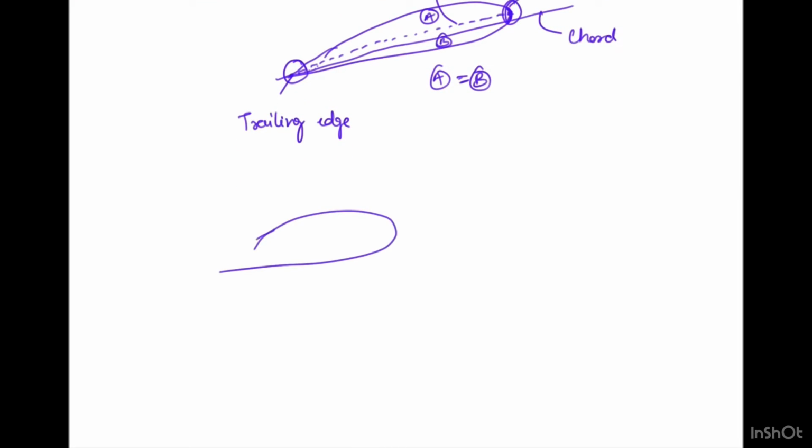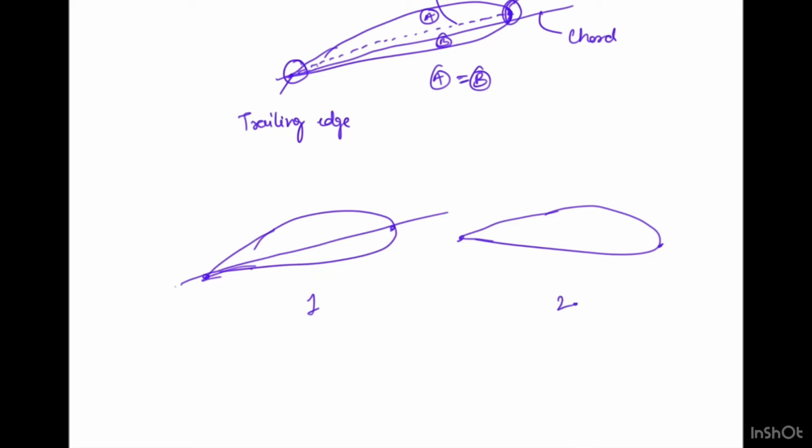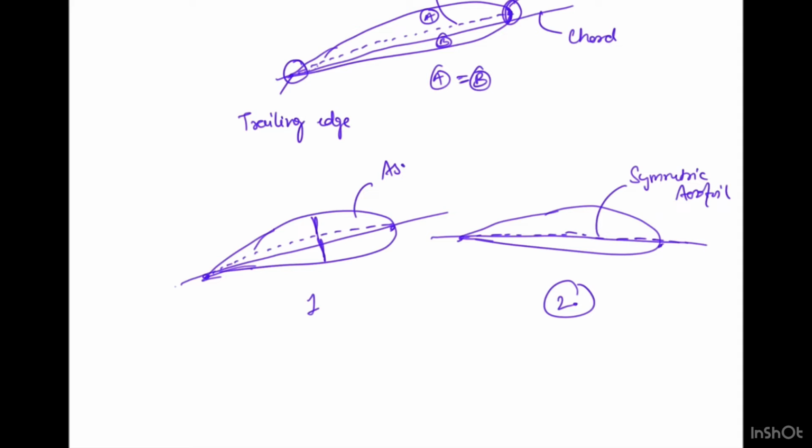Let's say there is aerofoil 1 and aerofoil 2. If we make a chord line, that means we join the trailing edge and the leading edge with a straight line in both aerofoil 1 and 2, and then we draw a camber. If we draw a camber in 1, it says that this is equal to this, and if we draw a camber in figure 2, if the camber line is coinciding with the chord line as we see in 2, these are known as symmetric aerofoils, and the others are known as asymmetric.